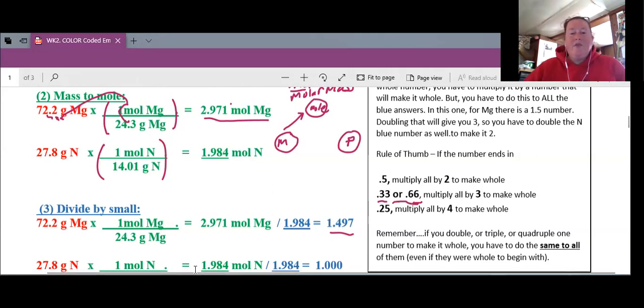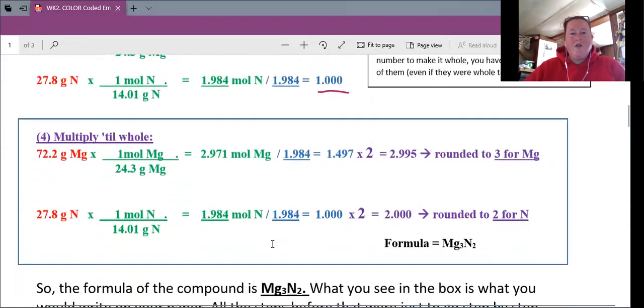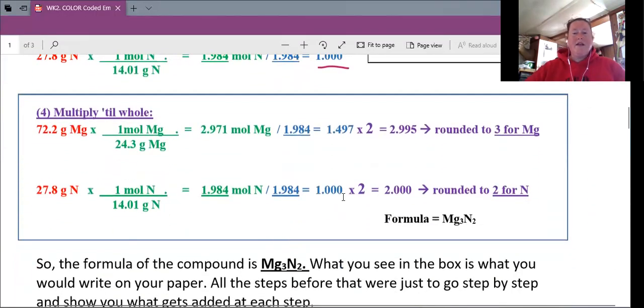So since it ends in 0.5, I multiplied till whole. And what we see here is the final solution. Now, if you are doing this, you don't need to rewrite this every single time. I was just doing this in steps.